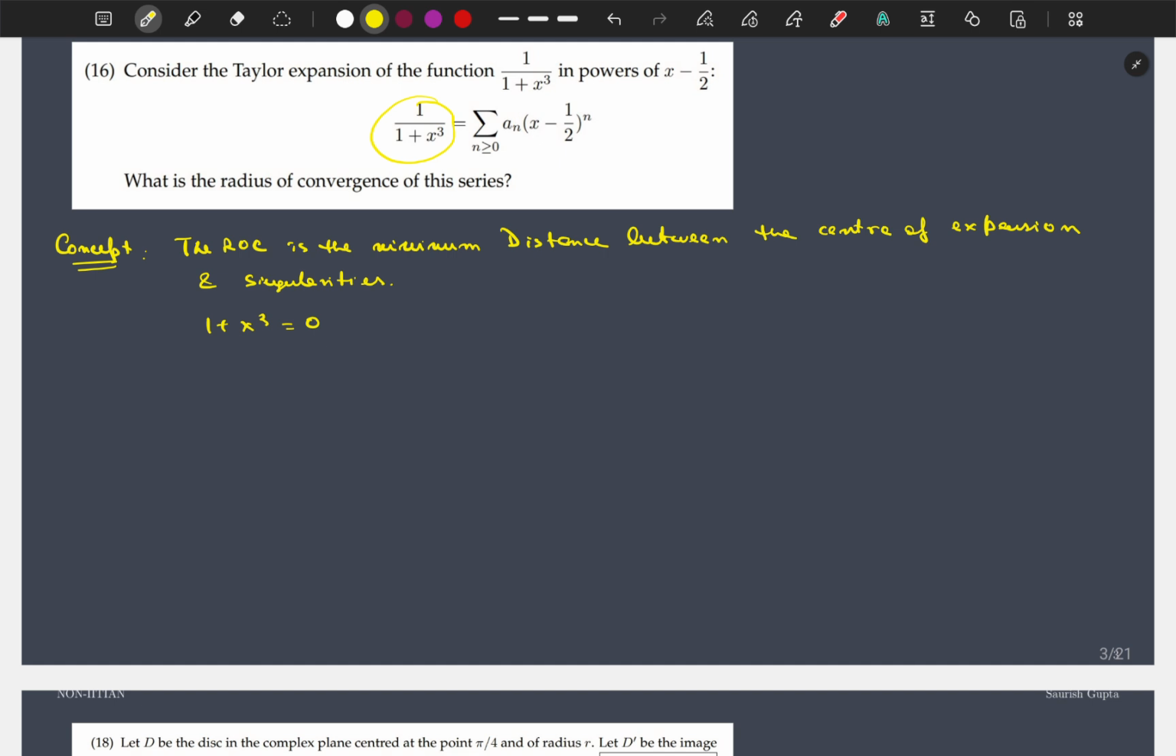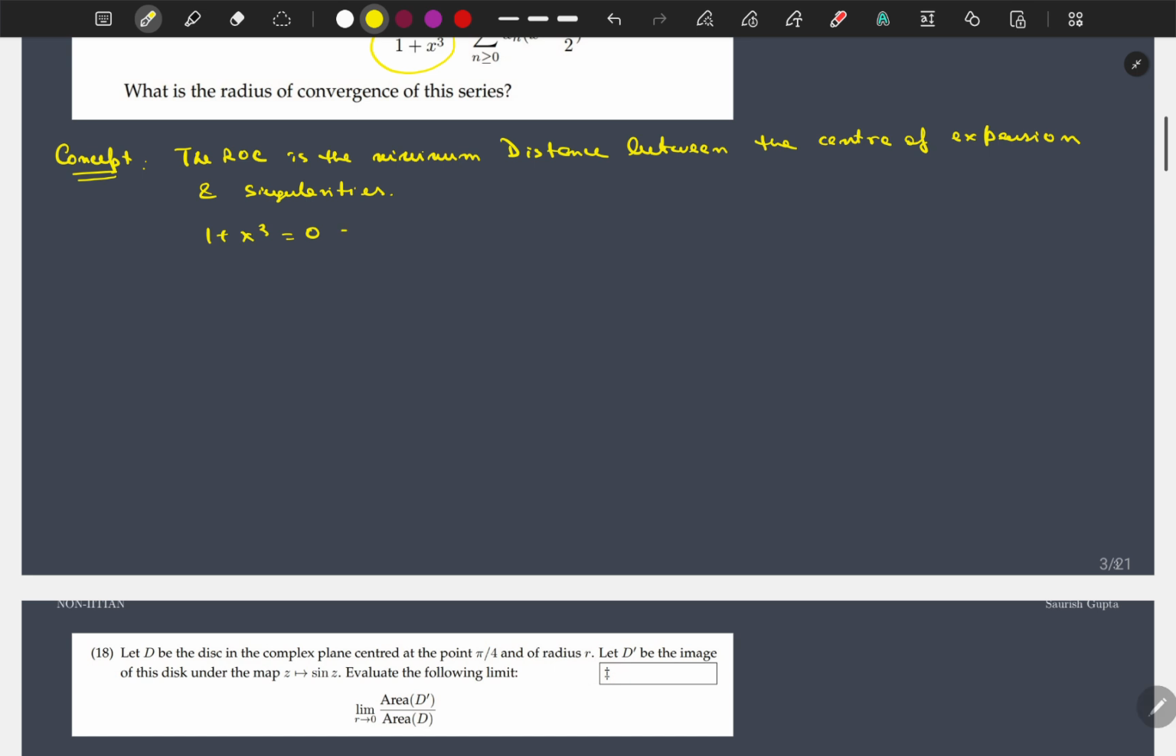Let's see. From this you can say that x is equal to -1, 1/2 + i√3/2, and 1/2 - i√3/2. So these are the singularities.